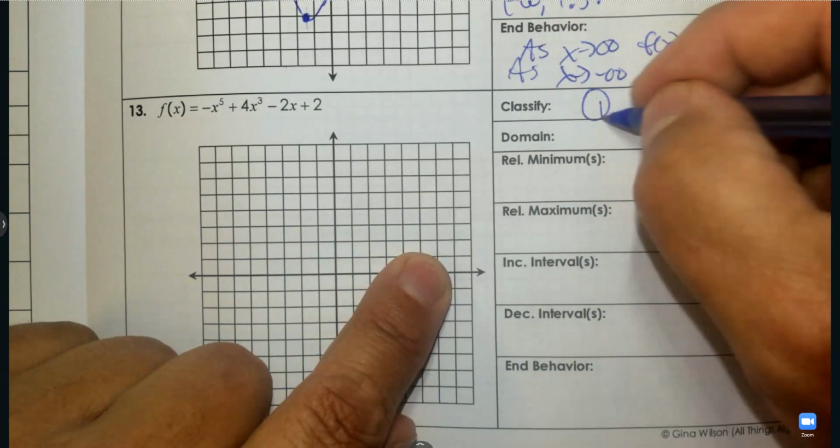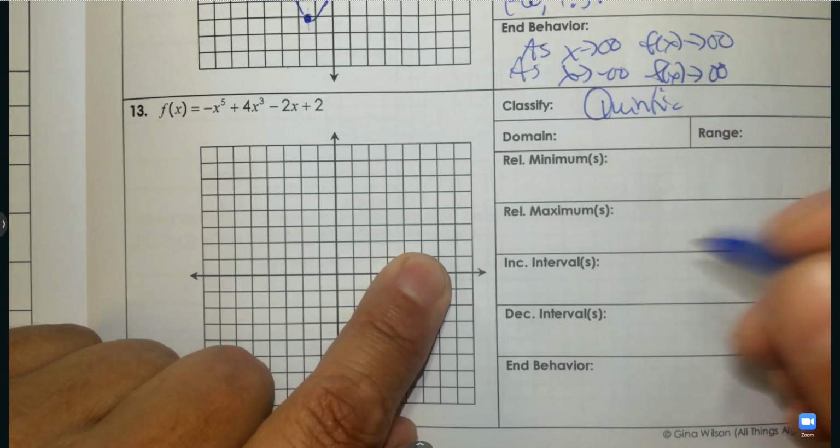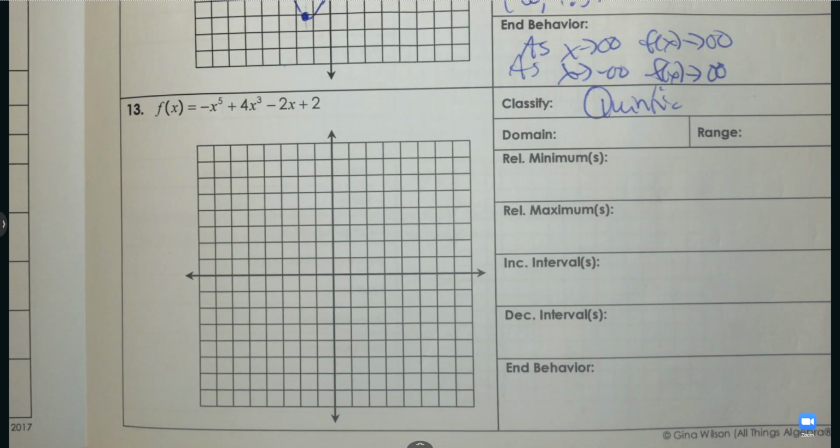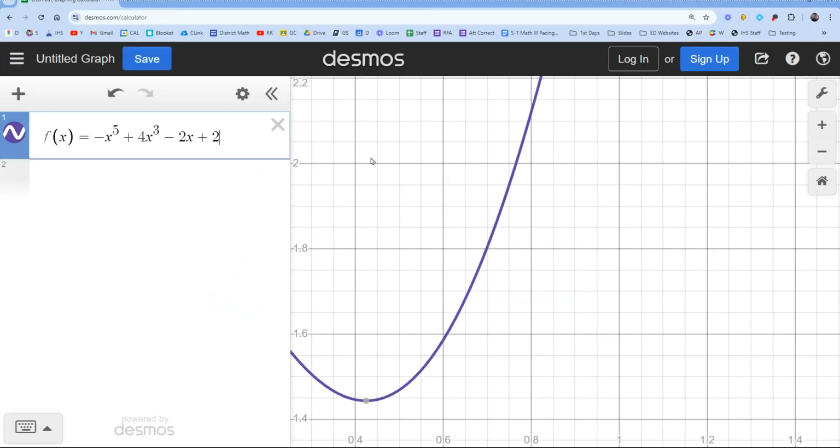Classify it. This is called quintic. You should press pause and try it, but you can look at the work I'm doing too. So that's -x to the 5th plus 4x cubed minus 2x and then plus 2. All right, over it goes.